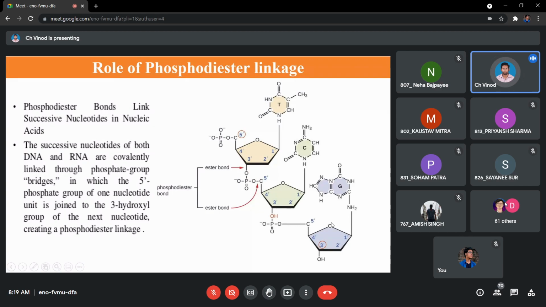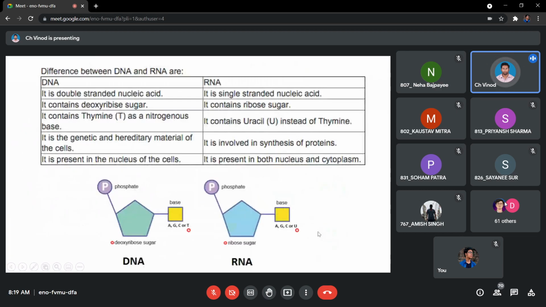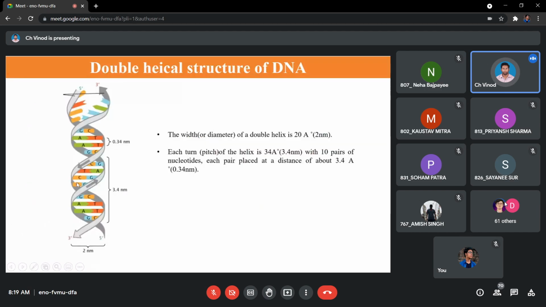Okay. So we always determine the direction as 5 prime to 3 prime. Whenever you are indicating any DNA molecule or RNA molecule, you have to indicate this priming, just to indicate the direction of the chain.